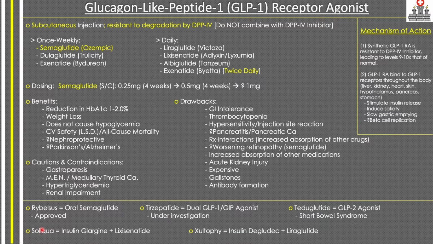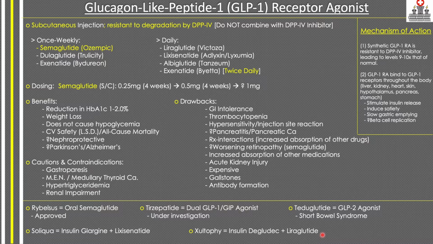There's also certain medications which combine a basal insulin with a GLP-1 receptor agonist, so examples are Soliqua and Xultophy. What's good about these medications is that when insulin is combined with the GLP-1 receptor agonist, we require less insulin, of course, as the GLP-1 receptor agonist causes us to release more insulin. So as a result, we typically see less weight gain on the combination of a basal insulin with a GLP-1 receptor agonist compared to basal insulin on its own.